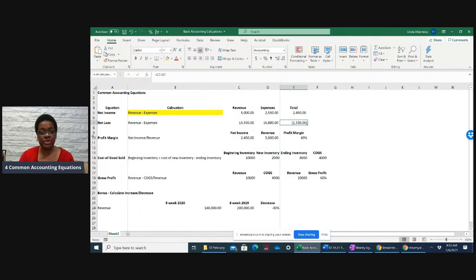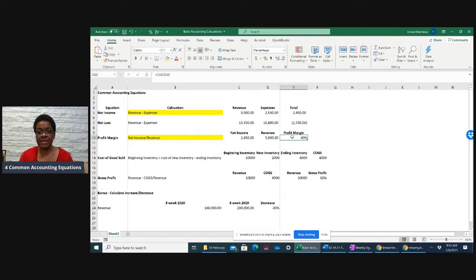The second equation you should know is profit margin. So profit margin is net income divided by revenue. So if your net income is 2,450 and your revenue is 5,000, your margin is 49%, which is pretty good. In your net profit margin, there is no law or some type of statute that says, oh, your margin should be this. You have to look at your sector.